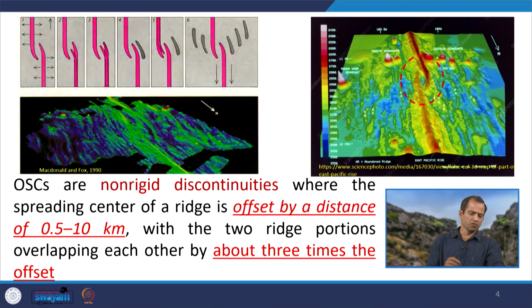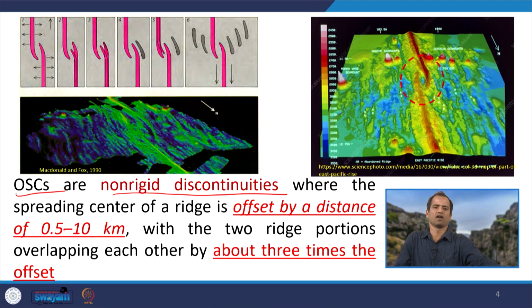Now, you see the overlapping spreading centers are non-rigid discontinuities, where the spreading center of a ridge is offset by a distance of about 0.5 to 10 kilometers, with the two ridge portions overlapping each other by about 3 times this offset. Here we have this spreading center and this spreading center, and you can see the distance and this overlapping distance.